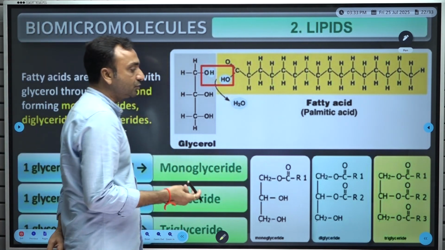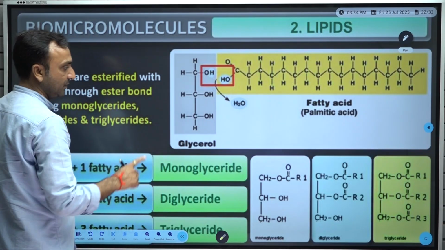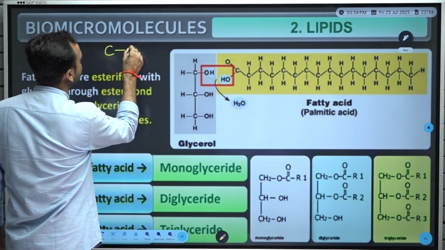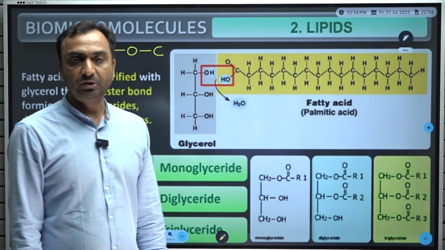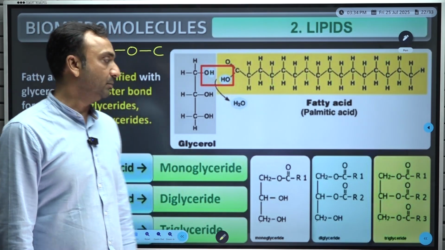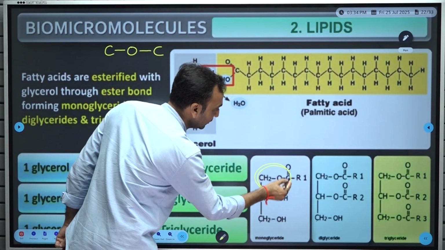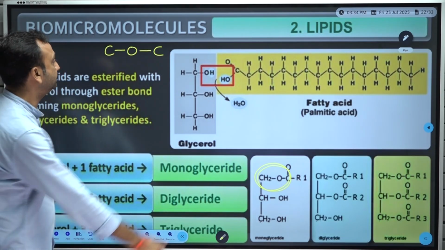So why is it called ester bond? There is a very specific condition where there is carbon, oxygen and carbon. This kind of chemical bond you see, it is called ester bond. Carbon, oxygen, carbon bond. Here it is mentioned. Carbon, oxygen, carbon bond. Ester bond. Right?